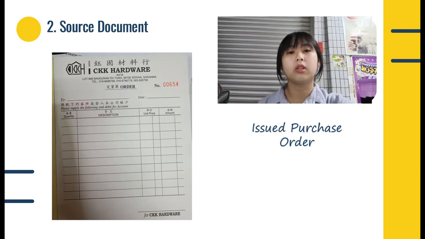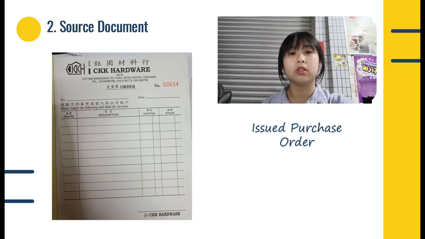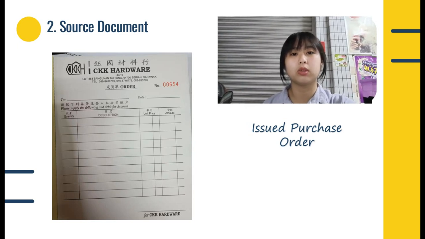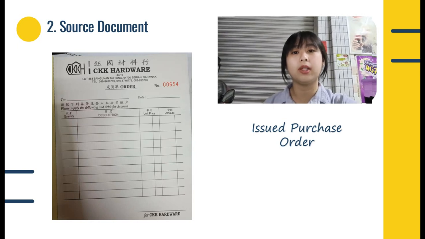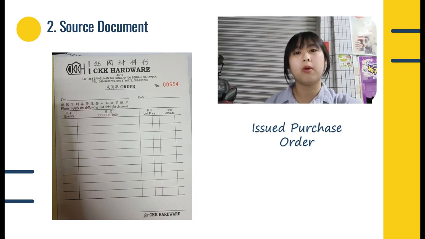The purchase order will be issued when the goods have run out of stock or the customer orders some unique goods, for example 14 feet roofing, and this bill will mention the supplier company name, the description of the goods and the quantity.